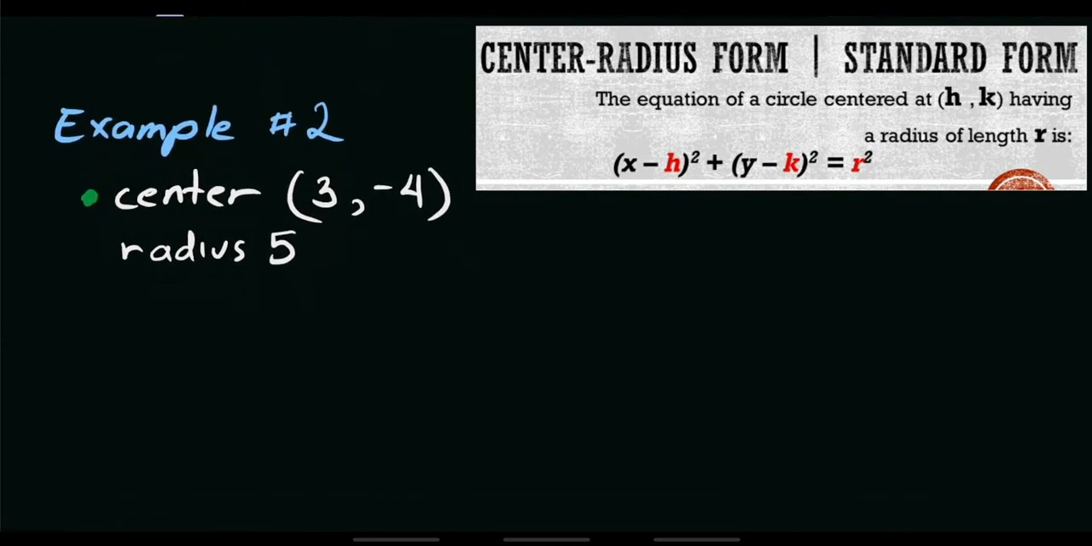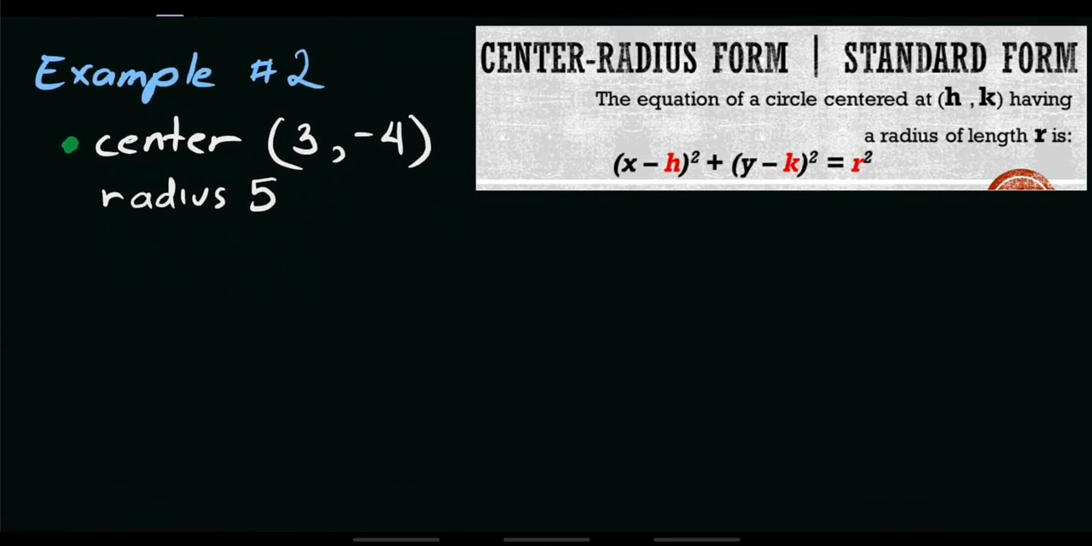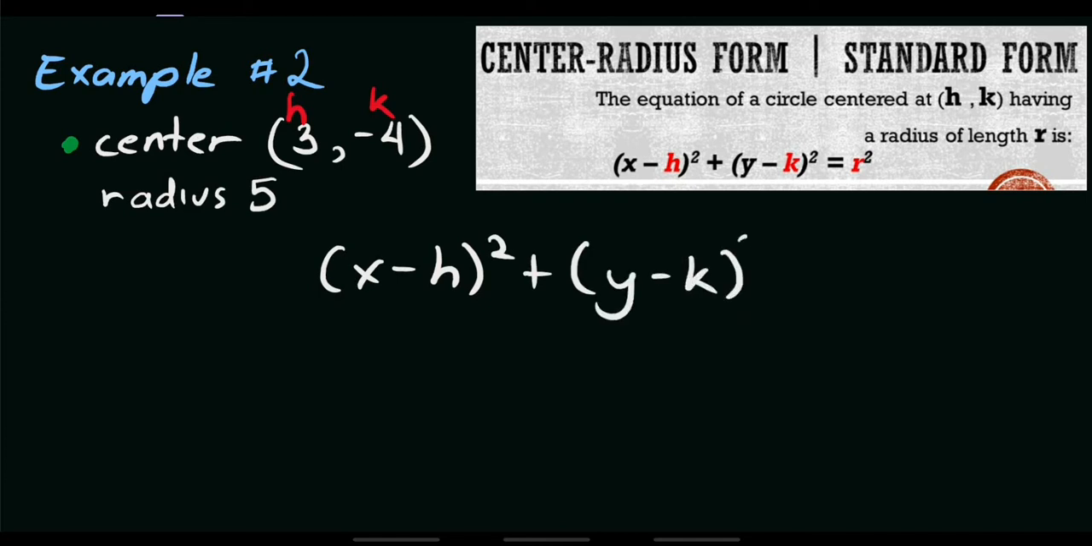So again, let's write the equation of a circle if the center of that circle is at point 3 comma negative 4 and the radius is 5. Our first step is to write the values of h and k. We have h as 3 and k as negative 4. And let's write our formula, or the standard form. Again, that is the quantity of x minus h squared plus y minus k squared is equal to r squared.